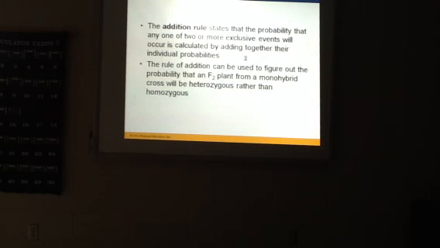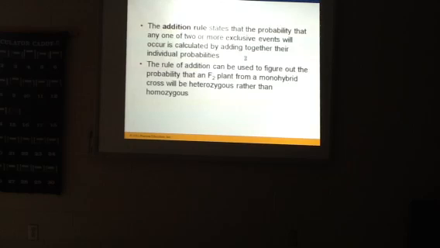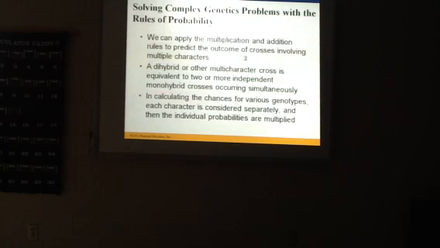So, the addition rule states that the probability that any one of two or more exclusive events will occur is calculated by adding their individual probabilities. This can be used to figure out the probability that an F2 plant from a monohybrid cross will be heterozygous rather than homozygous. So, the multiplication rule determines the F1 generation in the monohybrid cross, and the addition rule determines the F2 probability in a monohybrid cross.